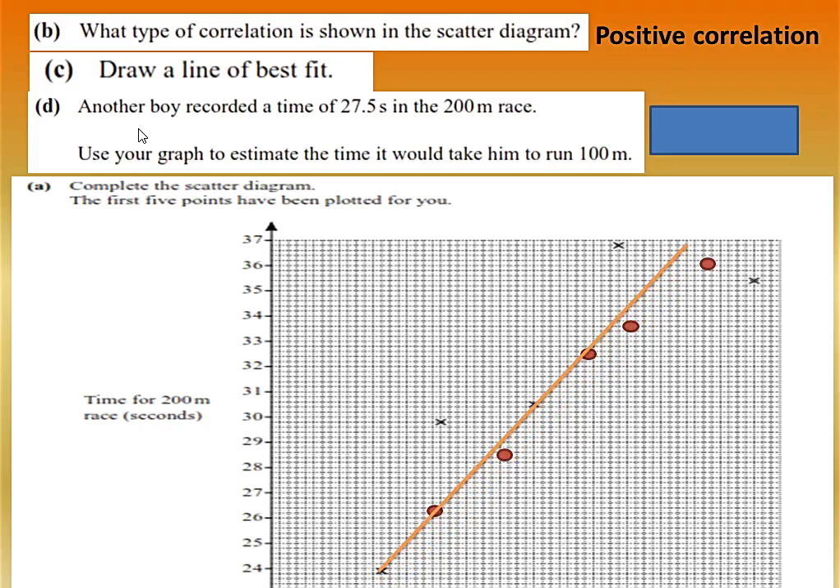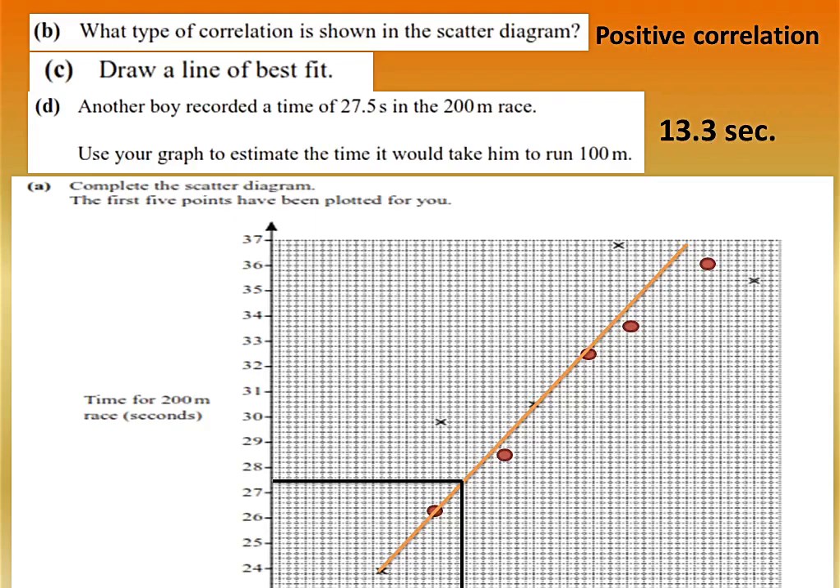For the D part, it's given that the time for 200-meter race is 27.5. What will be the time for 100-meter race? So against 27.5 over here, we'll go to the graph, and against this value, we'll read the value on the horizontal axis like this. So it's about 13.3 seconds.